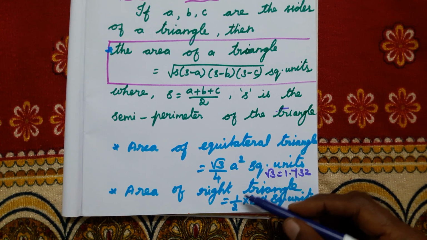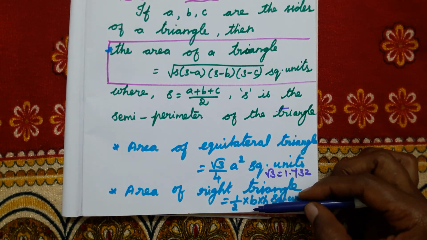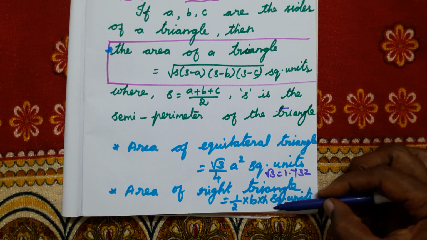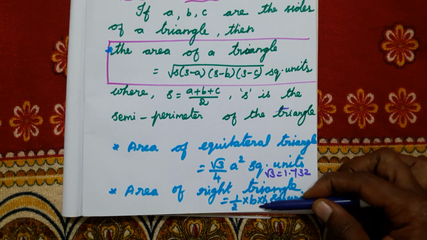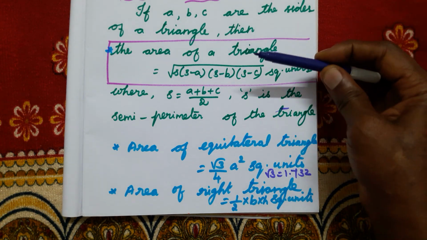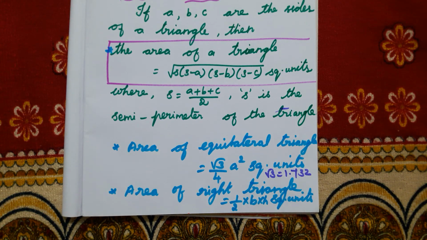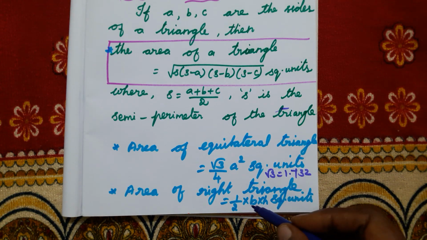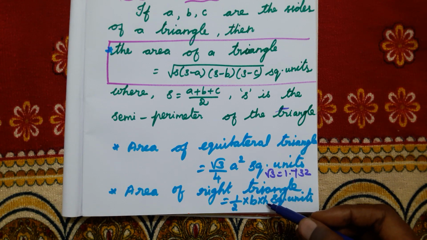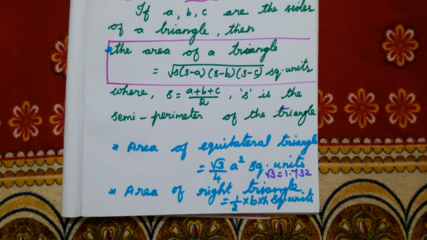This formula you have already learned. In a scalene triangle also you can use the same formula. If we know the base and height, we can use half into base into height for the area of a scalene triangle also. Have you all understood this?